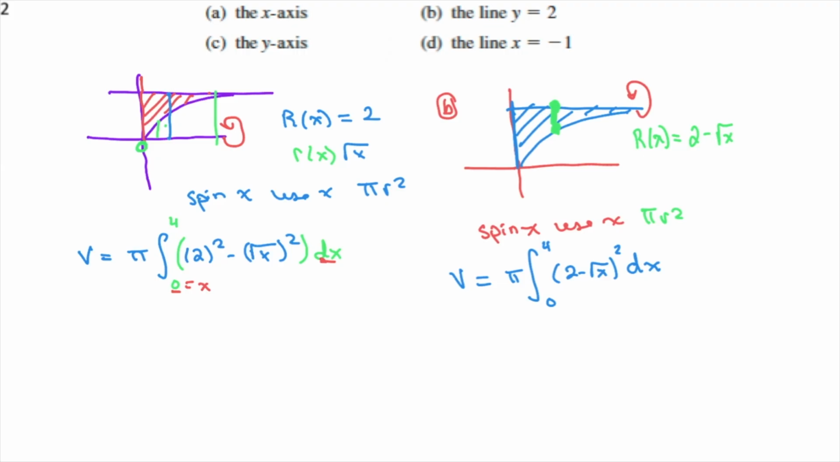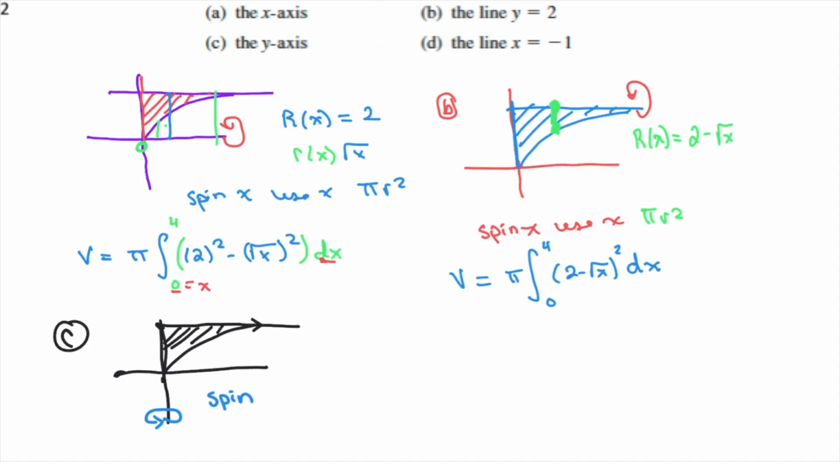For part C, we are going to again draw our picture. When we draw it, we have the graph y equals square root of x. We'll have y equals 2, x equals 0. Here is our region. Now, for question C, we are spinning about the y-axis. So again, draw where you are spinning. The reason we want to do that is we want to set in place how to solve the problem. So we're going to spin about the y-axis, but we still want to cut on the x-axis. So spin y, use x, which is 2 pi rh as the area formula we're going to use.